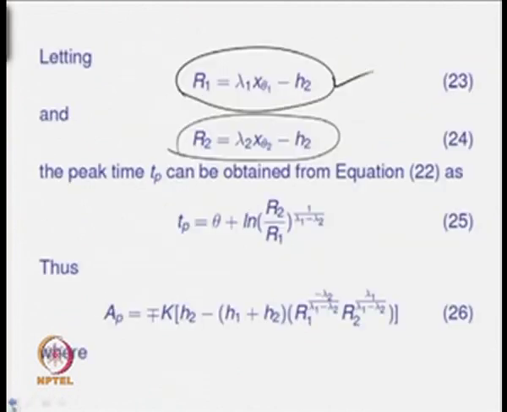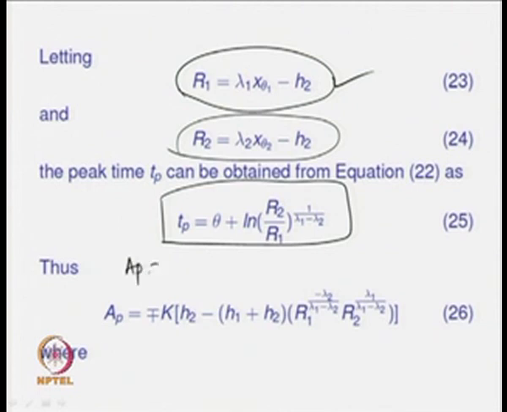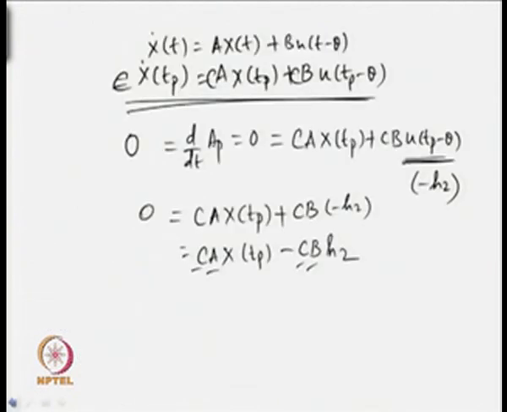So, Tp is obtained as Tp is equal to theta plus natural logarithm of the ratio R2 upon R1, to the power 1 upon lambda 1 minus lambda 2. So, when this Tp value is substituted in the expression for Ap, the expression for Ap we have already obtained. So, Ap, what is Ap?